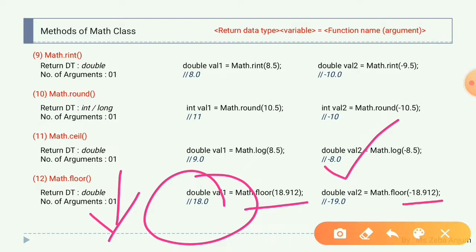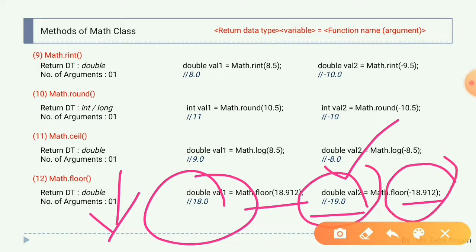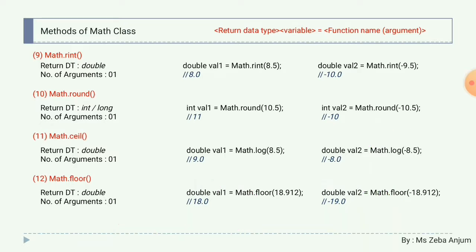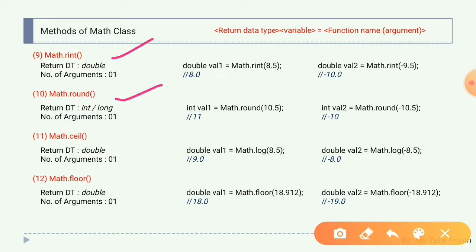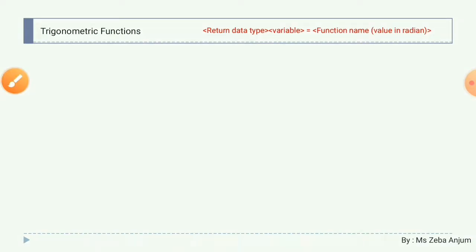Yes, but if we encounter it for the negative value, then see minus 18.912 if we are going to get, then you will be getting what? Minus 19.0, because minus 19.0 is smaller than your minus 18.912. So basically these four functions are very much important. You please practice these functions on your own.